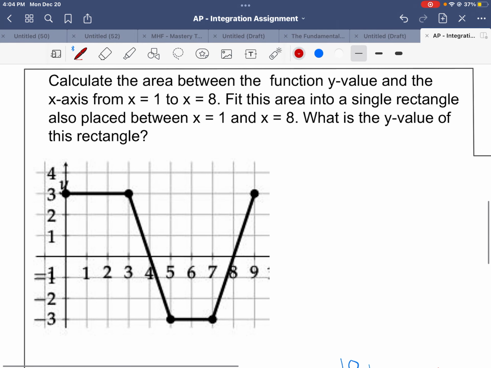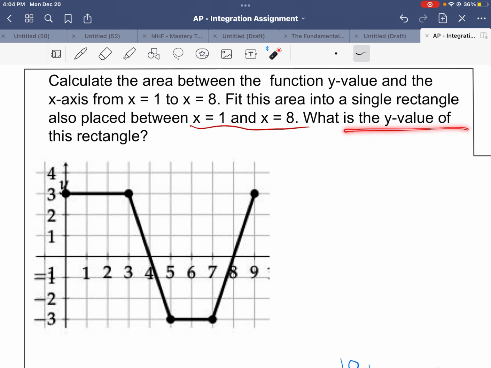All right, so here's a graph, and what we're going to do is calculate the area between x equals 1 and x equals 8, and then we're going to fit that area into a single rectangle that's also placed between x equals 1 and x equals 8, in a single rectangle.